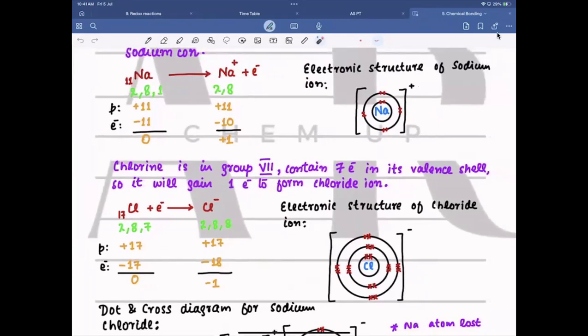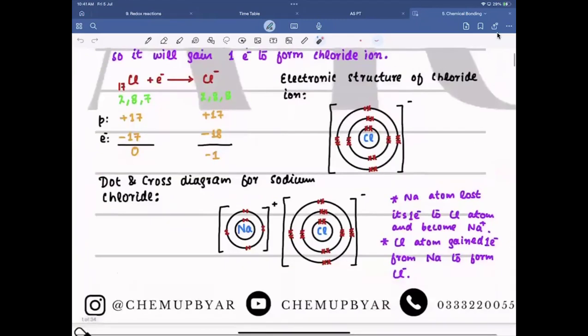Now, the dot and cross diagram for sodium chloride. Sodium has a +1 charge, chloride has a -1 charge, so the formula is sodium chloride. Its dot and cross diagram contains only one sodium ion and one chloride ion. Is this clear?